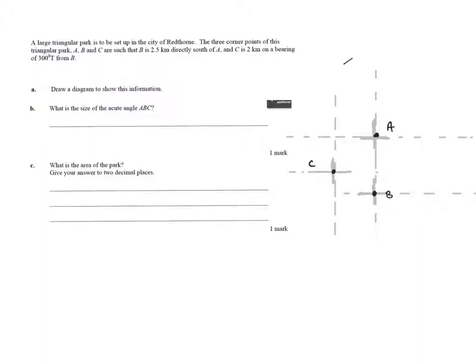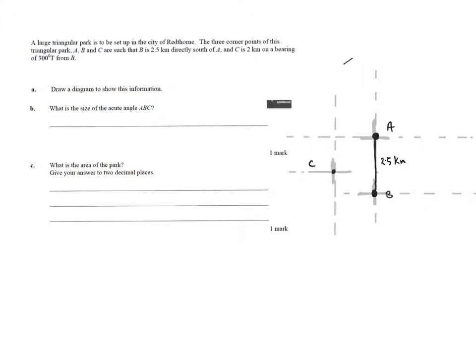A large triangular park is set up in the city of Redhorn. The three corner points of this triangular park are A, B, C. And as such that B is 2.5 kilometres directly south of A. So I've gone off and drawn A over here. That's where I would have begun. And then I draw the little compass on A. And then I went straight down the line to B. And they've said that was 2.5 kilometres.